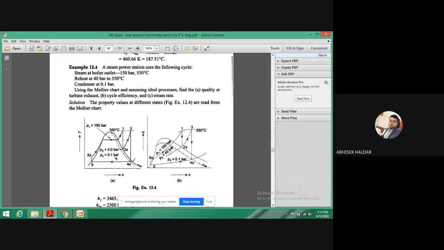Okay, next, which point can I get? You see, this 40 bar is the reheat pressure. So 40 bar is given. So what will I do to locate this point? To locate this 2s point, what should I do now, after getting point 1? We can equate the entropy values because it is an isentropic process. In the Mollier chart I don't need to do any calculation. I need to locate this 2s point in the Mollier chart.